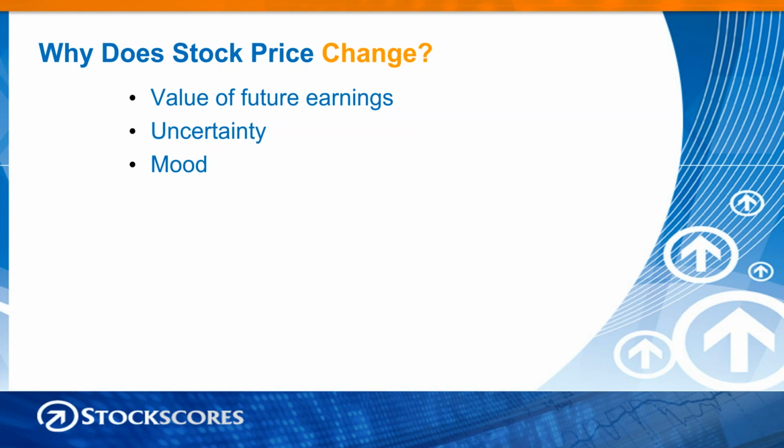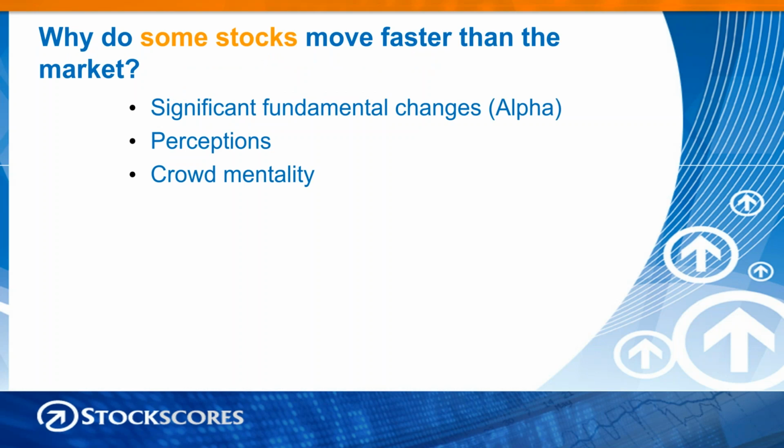Now, you might have different time horizons. Someone could be a day trader selling the stock and really concerned about what's going to happen in the next hour, while an investor is more concerned about what's going to happen over the next year. So we can all be winners in some ways, even if we're wrong at that moment. So why do some stocks move faster than the market? Well, some stocks have really significant change in their fundamentals. We call these alpha stocks.